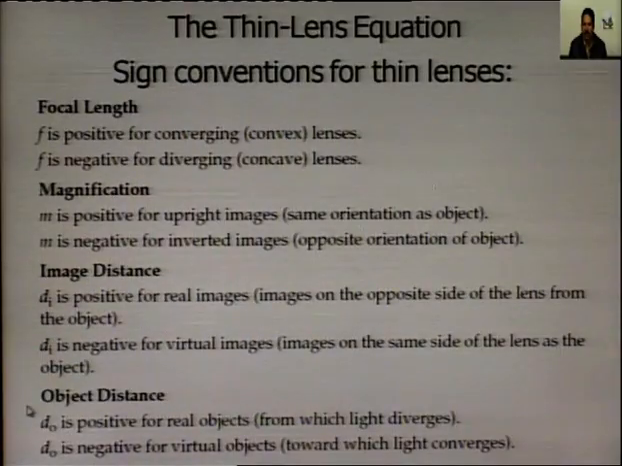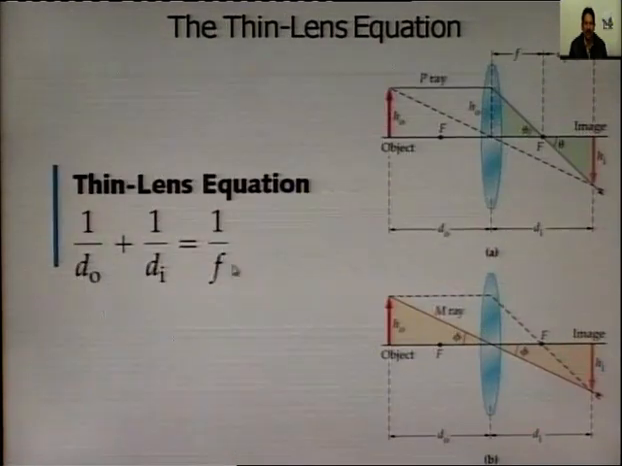Object distance d naught is positive for real objects, for which the light is diverging, and d naught is negative for virtual objects, towards which light converges. These are some of the sign conventions we use in the lens equation we discussed in the previous slide. So in this lens equation, d naught, di and f, the focal length of the lens, all three are to be substituted with proper signs, taking care of the sign conventions we have just discussed.